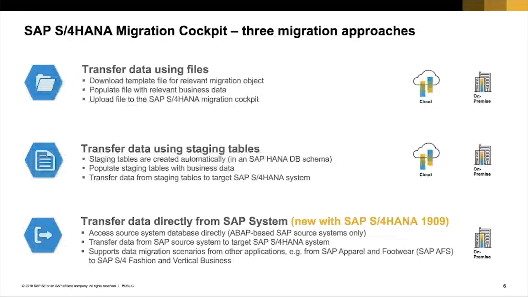So the direct transfer solution currently has 70 plus objects, which covers most of the AFS content. We will look at it in detail in the next few slides. This content is not part of staging as well as file-based solutions in Migration Cockpit.